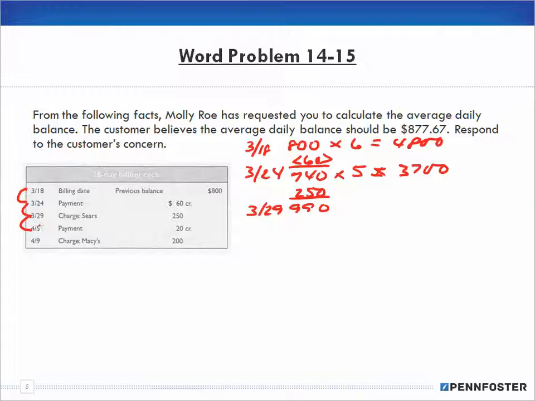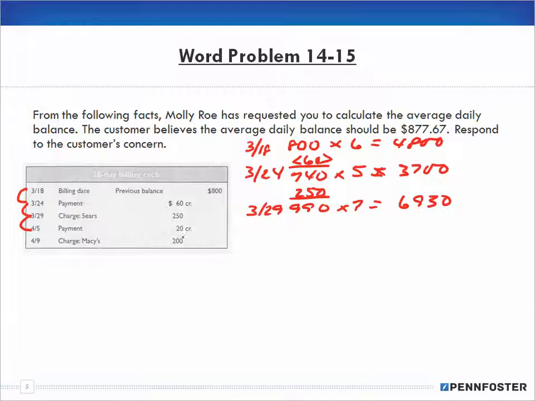March has 31 days, right? So be aware of that. That's why it's 7 days. Don't just automatically assume that that's 30 days. So there would be 5 for April and 2 more days left in the month of March. So the $990 is for 7 days, and when we multiply that, it comes out to $6,930.